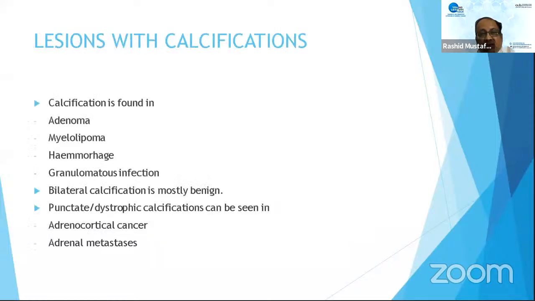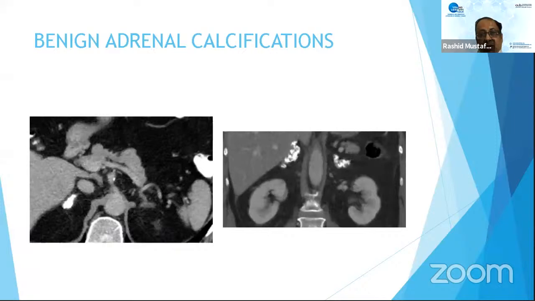Lesions with calcification are found in adenomas, myelolipomas, hemorrhage, and granulomatous infection. If the lesions are bilateral, they are mostly benign. Punctate and dystrophic calcifications may also be seen in adrenocortical cancer and adrenal metastasis. A typical example of a granulomatous infection, showing bilateral adrenal calcifications.